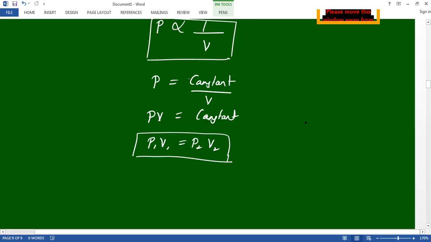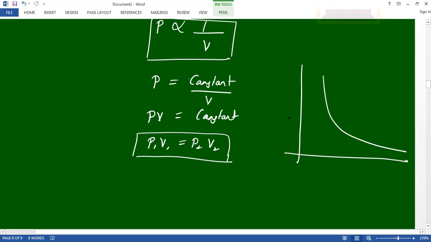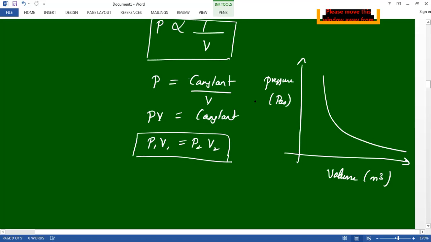Again, we'll draw the graph of Boyle's law, that is pressure versus volume. Since they are inversely proportional, the graph will be like this. This is volume, it should be in meter cube, and this is pressure, it should be in Pascal, at a constant temperature.